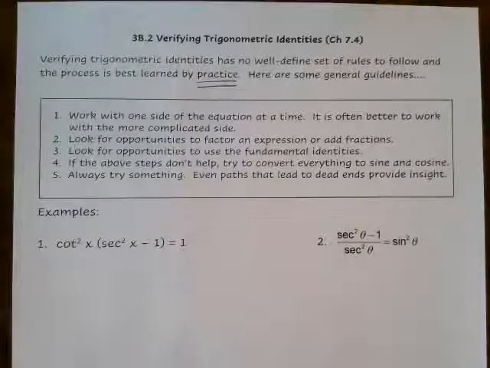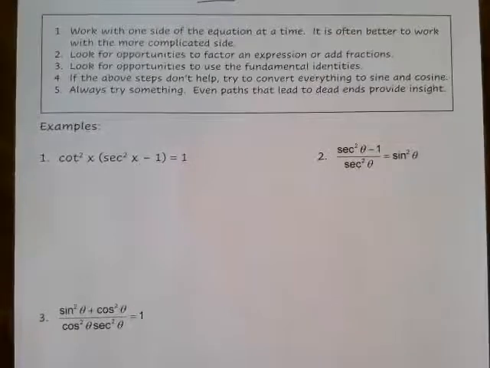Number five, always try something. Even paths that lead to dead ends provide insight. So always, when you get to the problem, start working it. If that means that in the middle, you're going to have to erase and start over again, that's okay, because you've learned something from it as you've gone through it to make sure that you're getting it. So we're going to start with some examples here of how we would approach this.